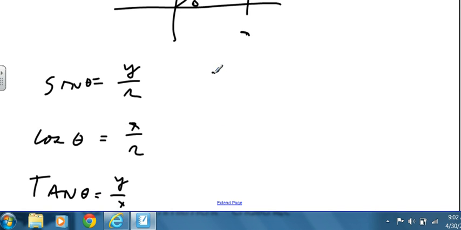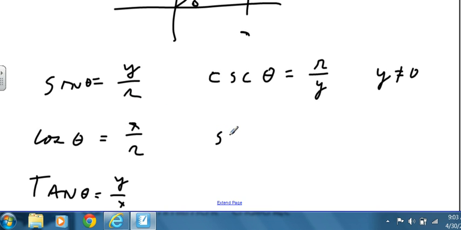And then we can have the cosecant, which is 1 over the sine, and that's going to be r over y. But y can't be 0, because if y is 0, that'd be bad. Now, we normally don't say r can't be 0, because if r were 0, we wouldn't have an angle. So we normally don't say that for cosine and sine in this particular application.